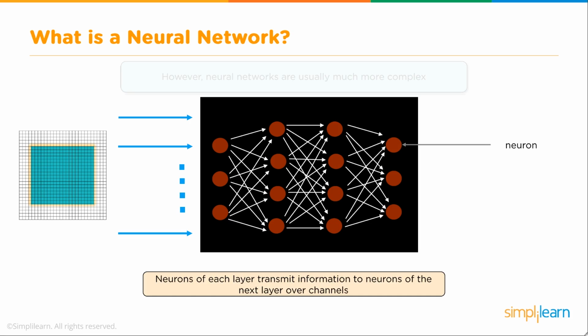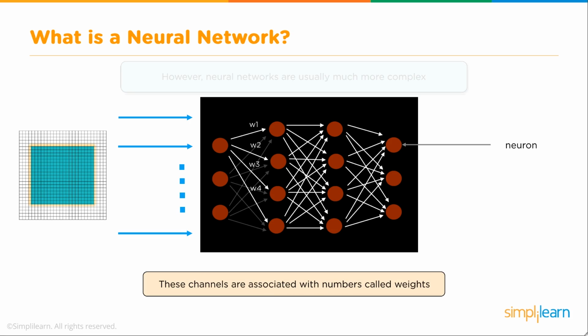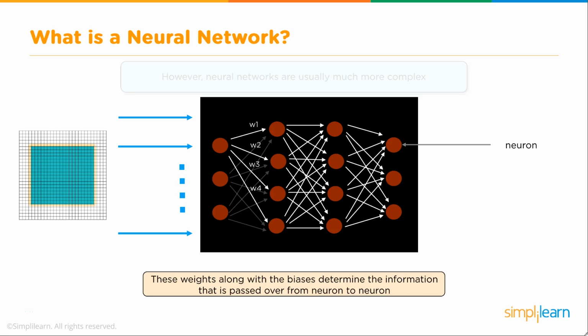Neurons of each layer transmit information to neurons of the next layer over channels. And so you can see each of our layers going through from left to right. These channels are associated with numbers called weights. These weights, along with the biases, determine the information that is passed over from neuron to neuron. So just like the bias is your y-intercept in Euclidean geometry, you could look at the weight as your slope of the line. Remember, this is very complicated, so we're not looking at just one weight.